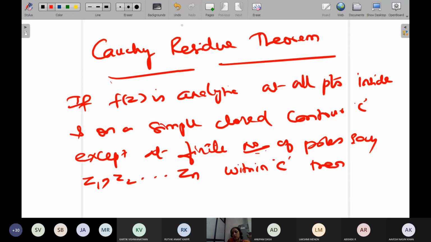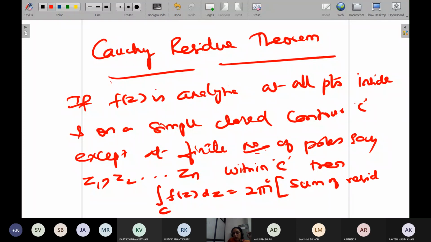then integral over C f of z dz is equal to 2 pi i into the sum of the residues of f of z at z1, z2, etc., zn. So what does the Cauchy residue theorem say?